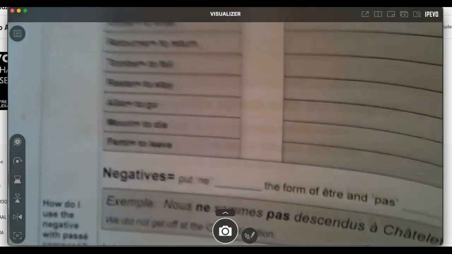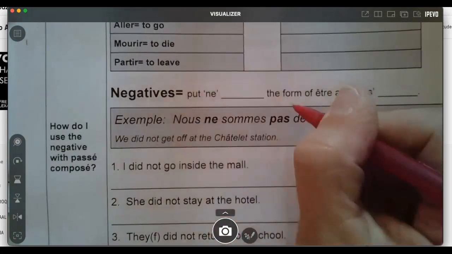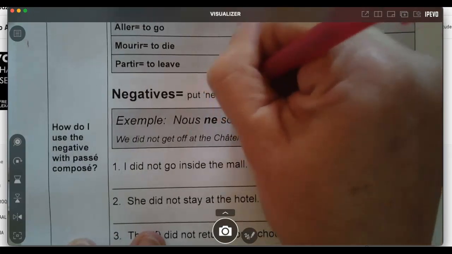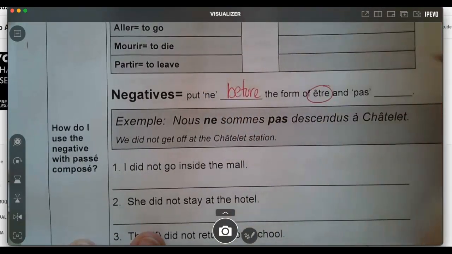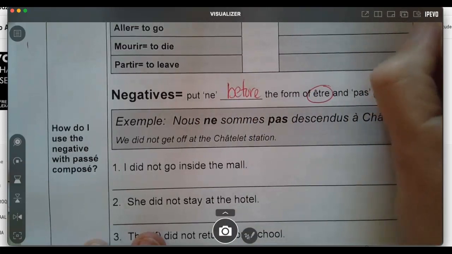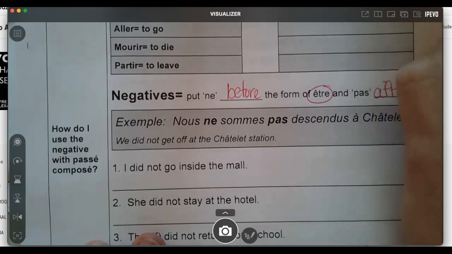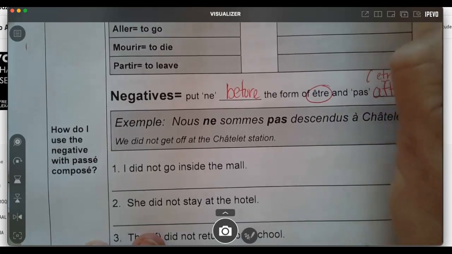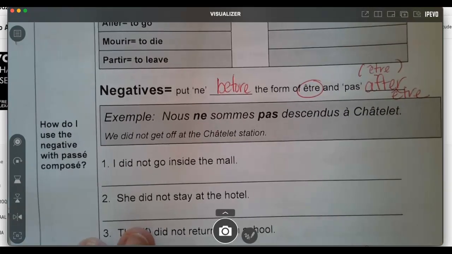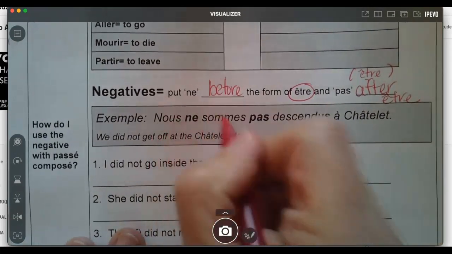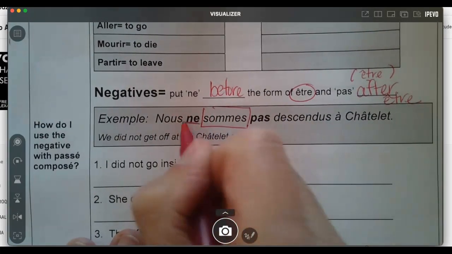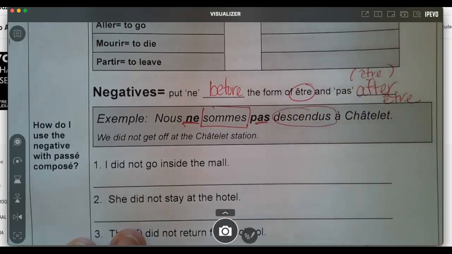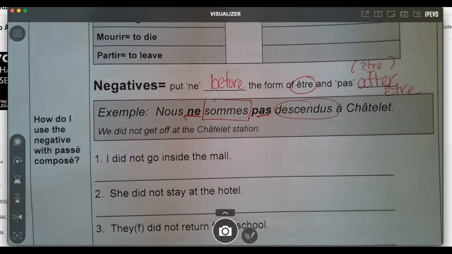And then see if you can figure out how to do the negative. Talk with each other. Help each other out. For negatives, you put the ne before the form of être and pas after être. So again, it's just going to bookmark être. Okay, so here's an example. Here's our helping verb être. The ne pas comes before and after. And then here is our past participle. Okay, so you do those. All right, let me know if you have questions.